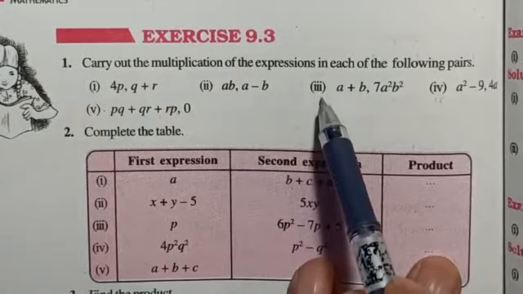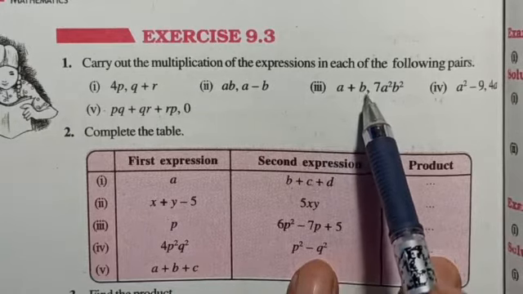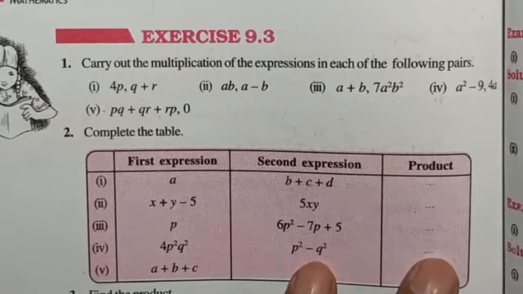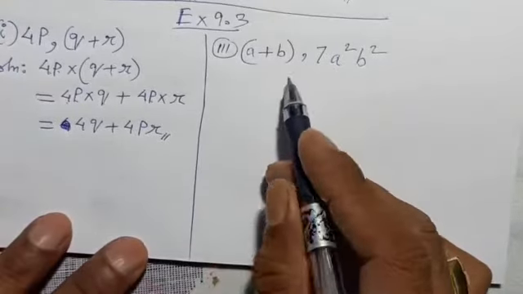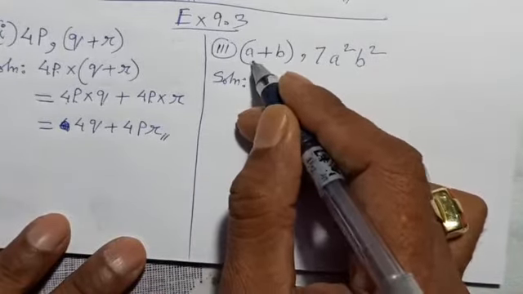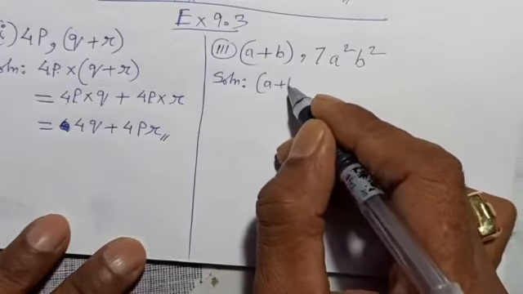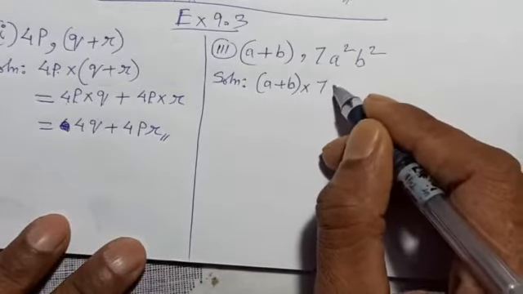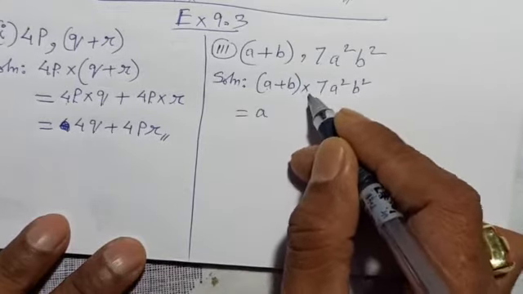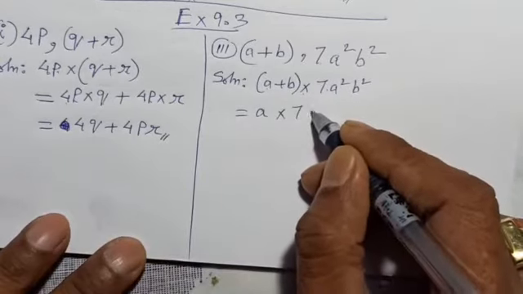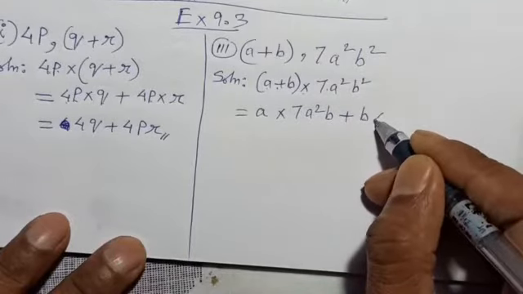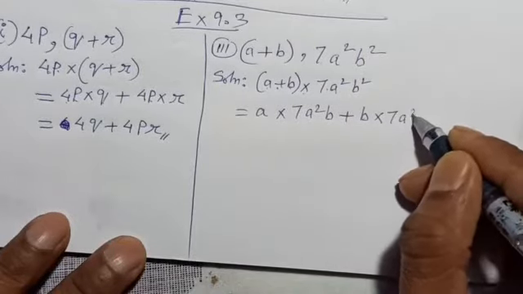Now let's try Roman number 3. a plus b, comma 7a square b square. Let us try this Roman number 3. So Roman number 3 solution. Here the first expression is a plus b, into the second expression 7a square b square. Now next steps. So a into 7a square b square, then plus sign, b into this 7a square b square.